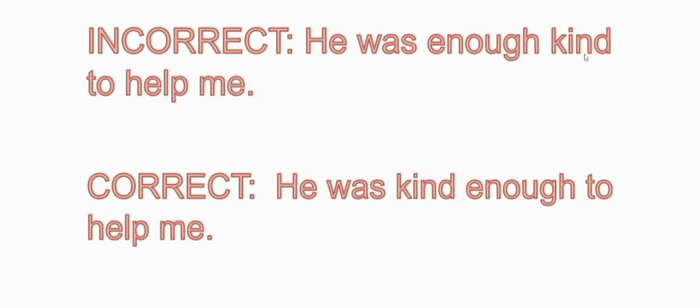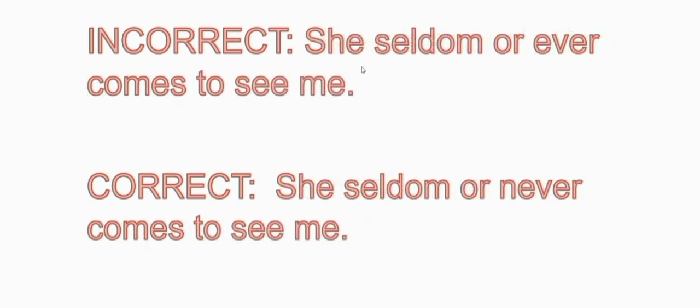He was enough kind to help me. Here the order of these two words is in the wrong way. The correct order is he was kind enough to help me. He was kind enough, though this makes sense and we can understand, grammatically this is correct. He was kind enough to help me. She seldom or ever comes to see me. Whenever the word seldom is there, never should come. So here, she seldom or never comes to see me.